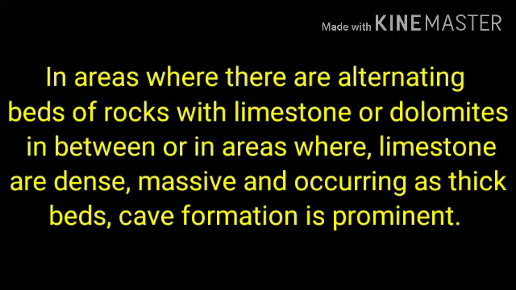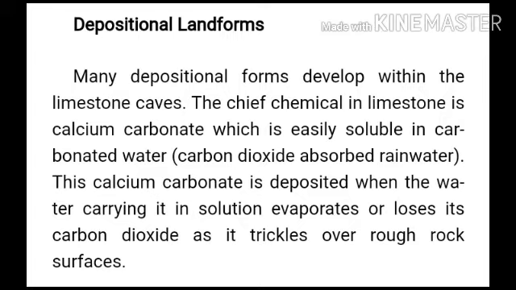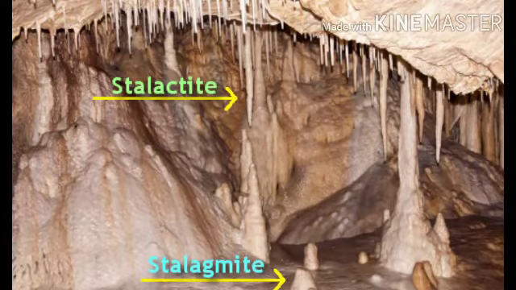Now students, let's see what the depositional landforms are, in which first we will see the stalactites and the stalagmites. Students, there are many depositional landforms which develop within limestone caves. The chief chemical in limestone is calcium carbonate, which is easily soluble in carbonated water. The calcium carbonate is deposited when the water carrying it in solution evaporates or loses its carbon dioxide as it trickles over rough rock surfaces.